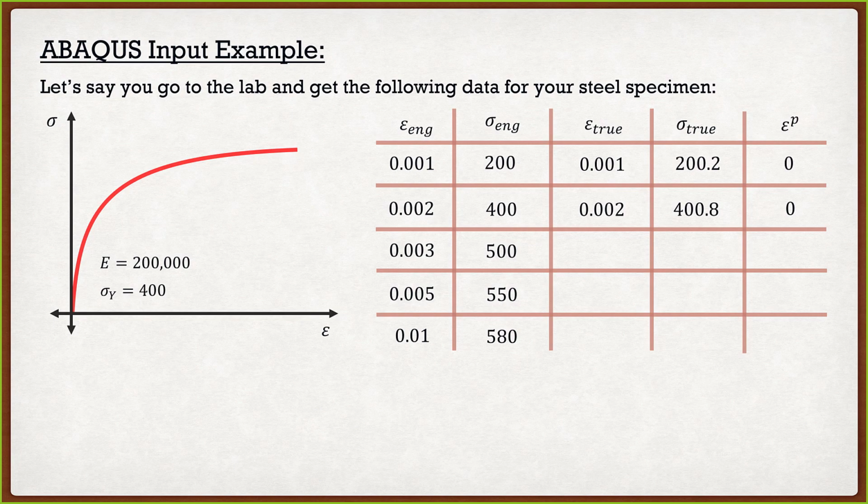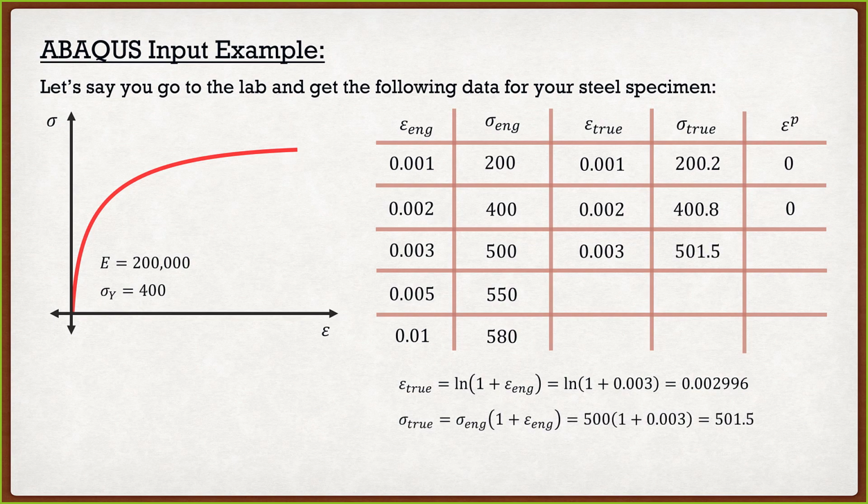So if I say my engineering strain is 0.003 and engineering stress is 500, and I want the true strain, I just go to my nice formula: natural logarithm of 1 plus my engineering strain, and I get 0.0029996. So I can put that in there, and I can do the same thing for my true stress. My true stress is equal to my engineering stress multiplied by 1 plus my engineering strain. I get 501.5.